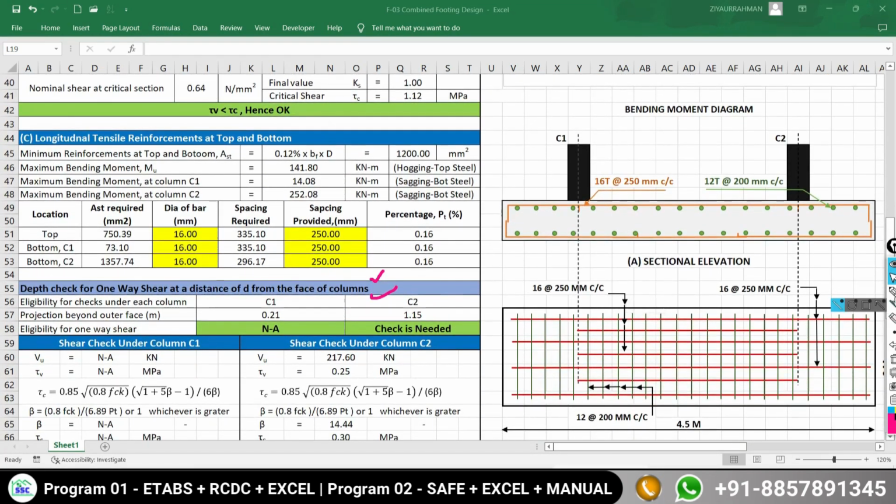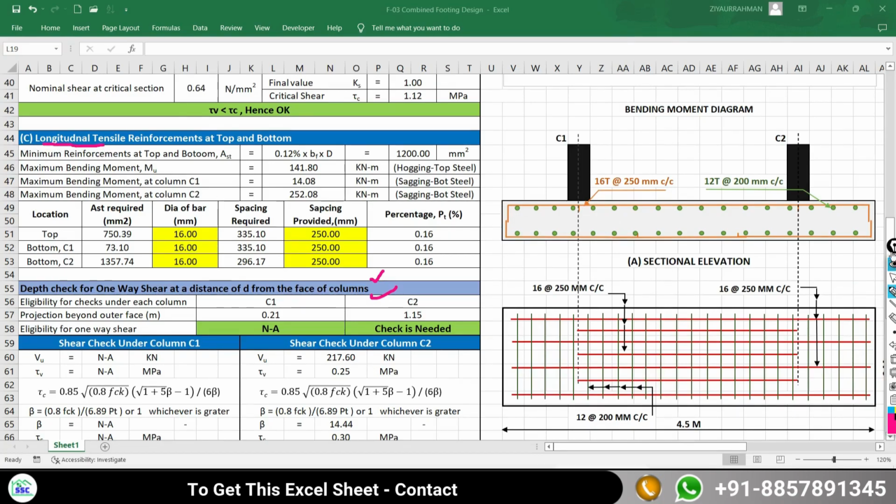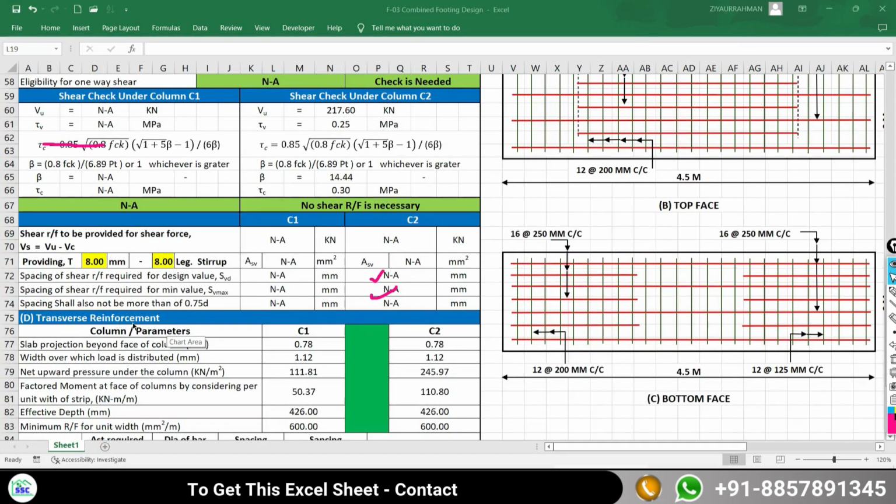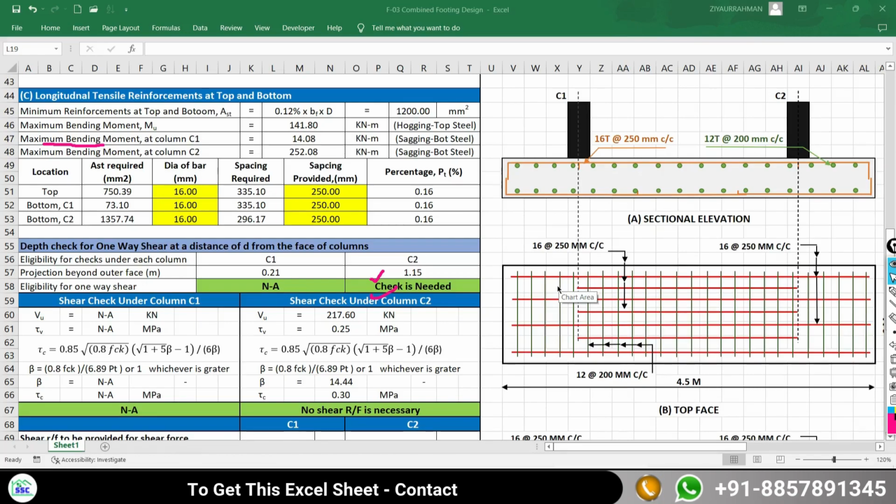After all of that, we will find out how much reinforcement is required along the longitudinal direction. Thereafter, we will find out how much reinforcement is required along the transverse direction. After all of these, we have to prepare the final schedule and detail for this combined foundation.